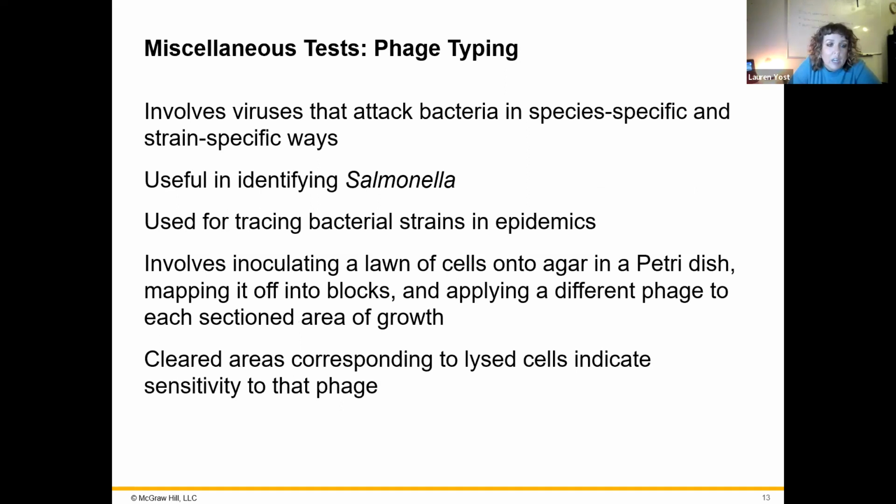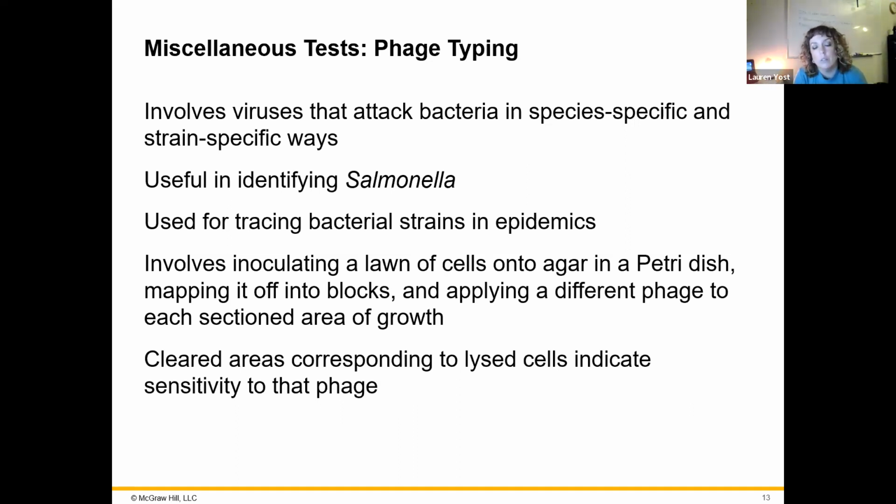Looking at phage typing, this will involve viruses that attack very specific bacteria. They can be species specific, and they can even be as specific as strain specific. So we can use this for identifying the different kinds of Salmonella that can cause disease, like Salmonella typhi versus Typhimurium versus the Enterica, all of those other ones. So if we were looking at whether or not that phage could infect that particular Salmonella or not, it could tell us what strain of Salmonella it is, which is pretty interesting.